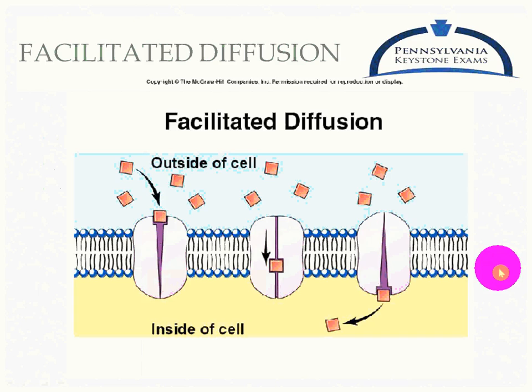Oh, here is a picture of what facilitated diffusion could look like. So I have the outside of my cell and the inside of my cell. These squares are representing my item, perhaps it's glucose, and they are too large to just zip through. If I were talking about CO2 or oxygen, they would be like the teeny tiny tip of my pointer.